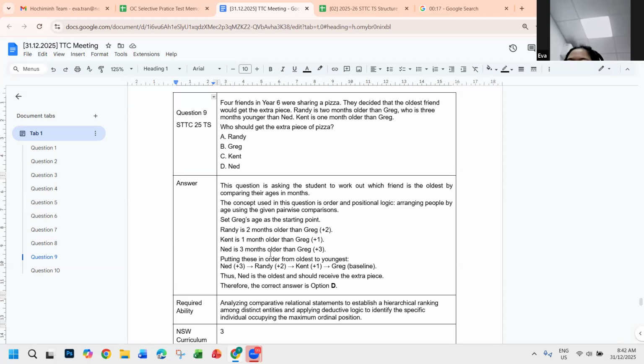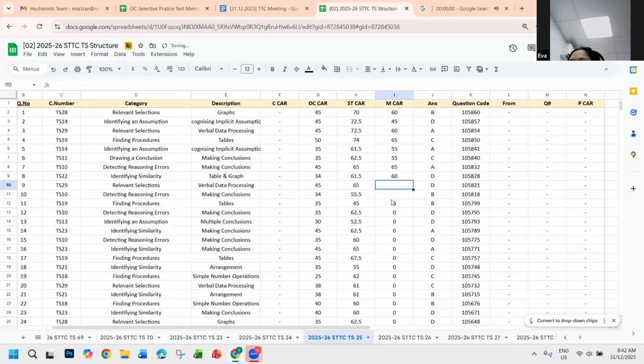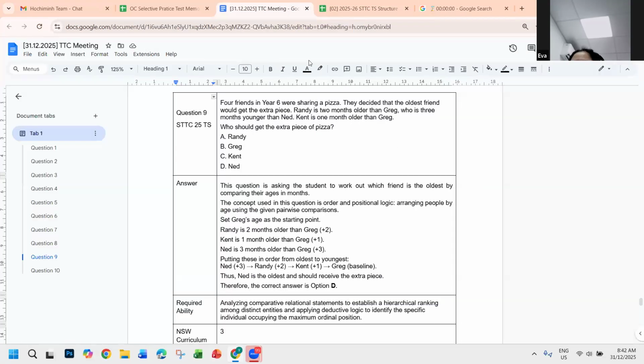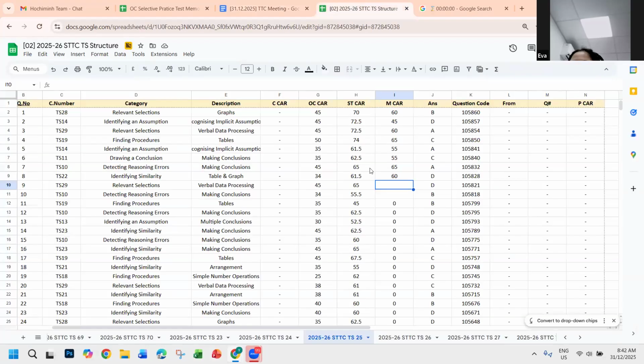We put the ages in order. We have the following order, and we find the oldest person is Ned. So Ned will get the extra piece of the pizza. The correct answer is option D. Common category ETS20: following procedure, verbal data processing.